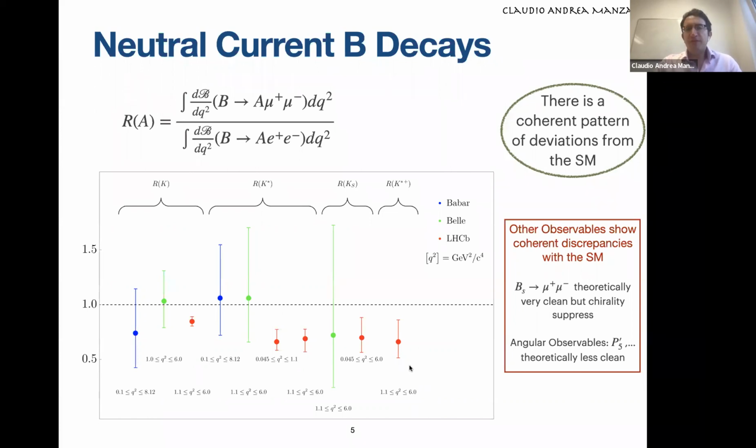In addition to these observables, there are then other observables which are theoretically very clean but chirality suppressed, for example, B_s to mu plus mu minus, and even more observables which are known as angular observables, which are theoretically less clean, but still are coherent with this picture and support the idea of a violation of lepton flavor universality.